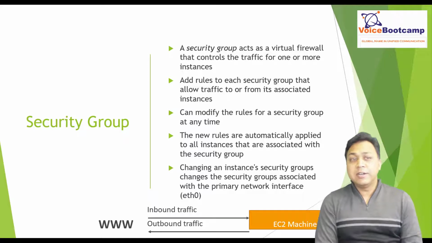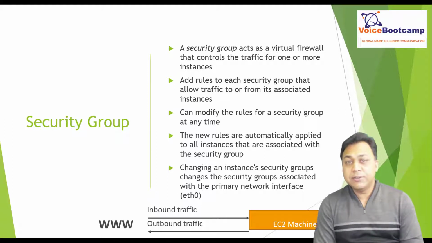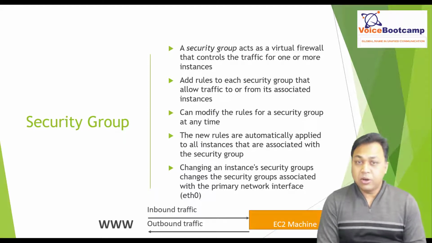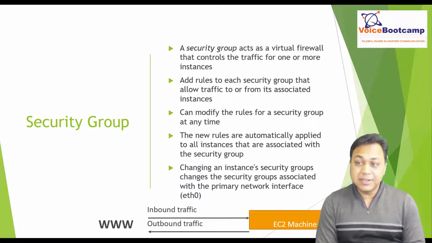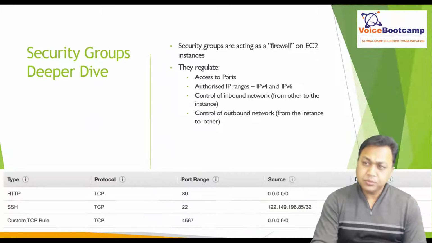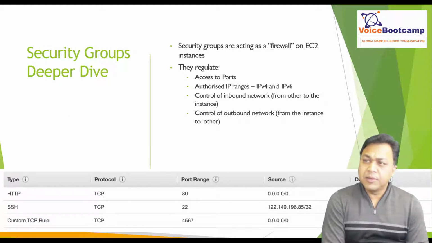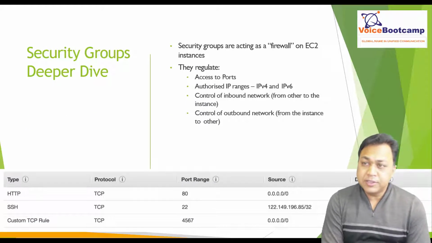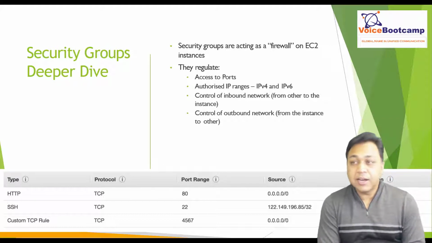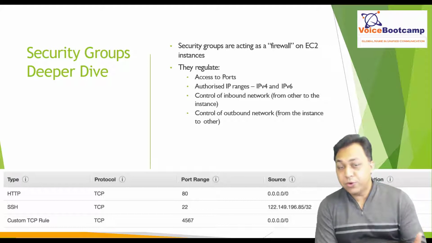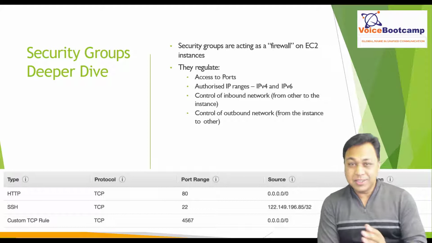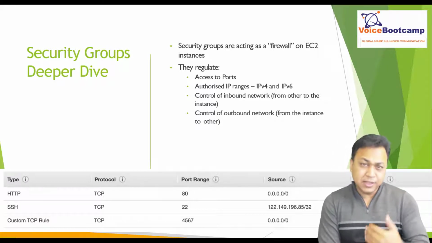Now, by default, every time you create a VPC, you will have a default security group assigned to it. In most environments, inbound traffic will be blocked, and some outbound traffic will be allowed. A security group, for example, acts as a firewall on an EC2 instance. It regulates which ports you can access and authorizes IP ranges of either IPv4 or IPv6. It basically controls your inbound traffic, what is allowed from outside and what is allowed to go outside.